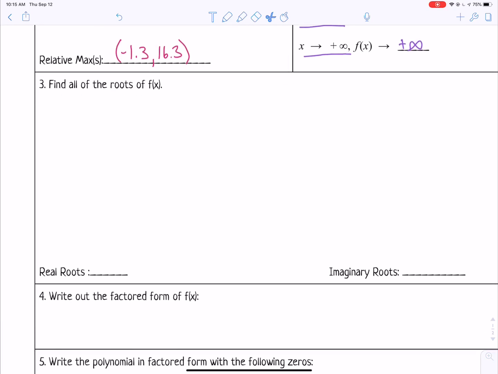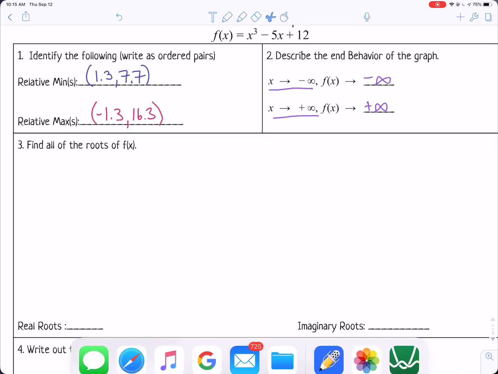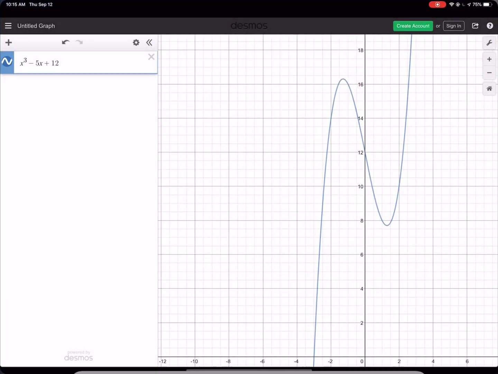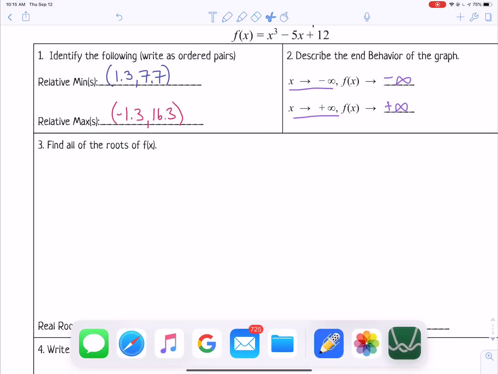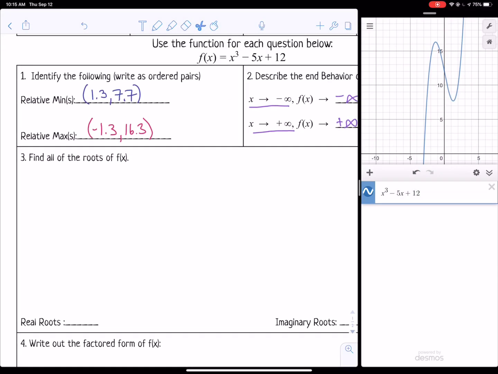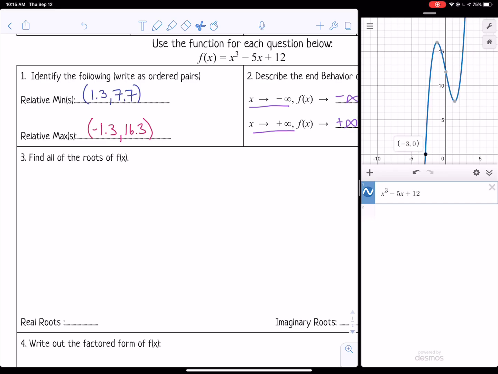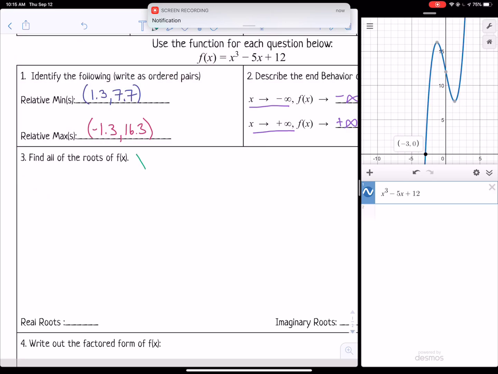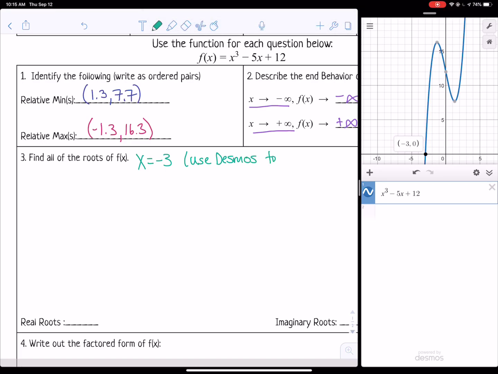Now let's look at number 3. It says find all the roots. So let's bring up our graph because we don't have any to start with, and we're still talking about that same function we typed in. So if you just click on the x-axis, you get a real root of -3. So let's write: use Desmos to find your x-intercept. That's your root, and that'll get you started.